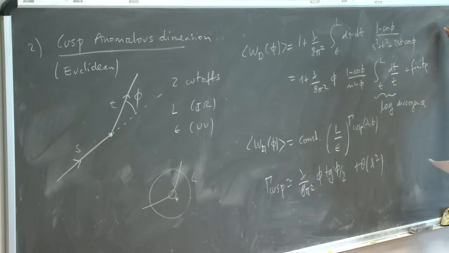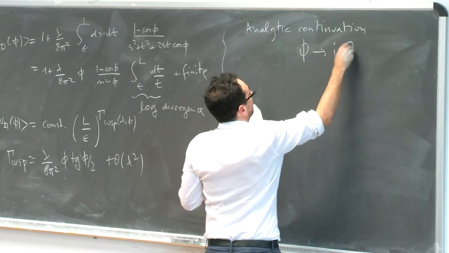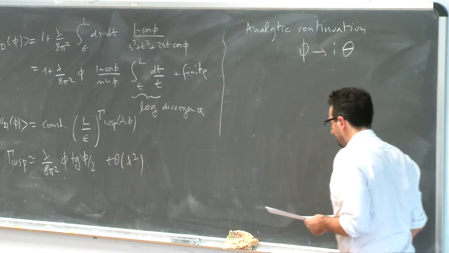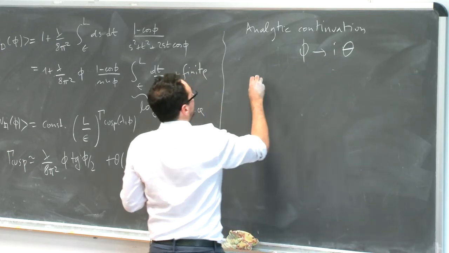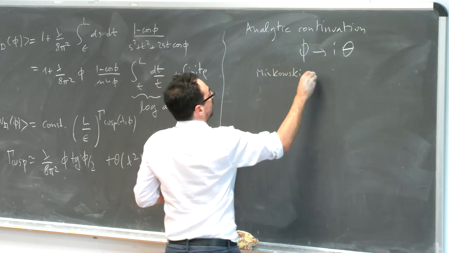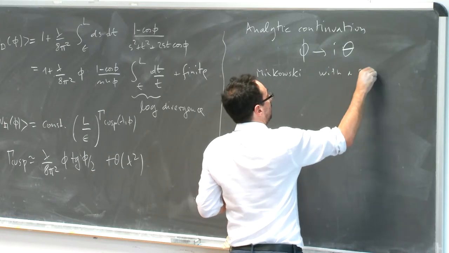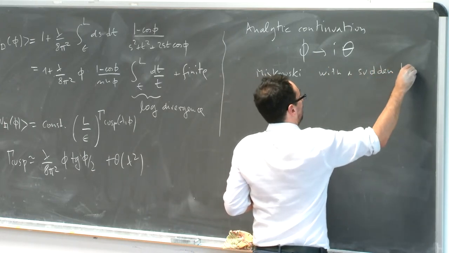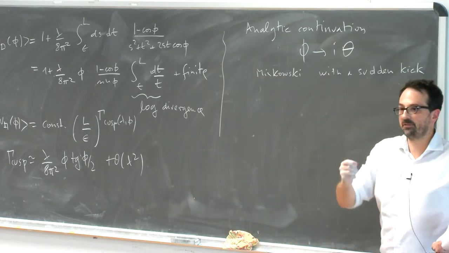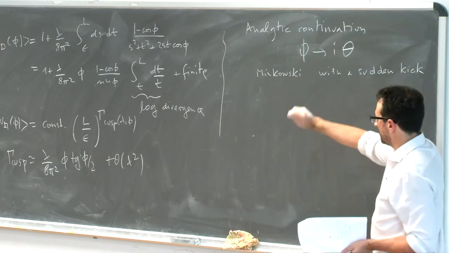Okay. So now you can do an analytic continuation in which this phi becomes i theta, becomes an imaginary angle. And this is like going to a Minkowski contour with a kick. So you get a particle which stays at the origin and suddenly gets kicked and it moves in a theta direction.